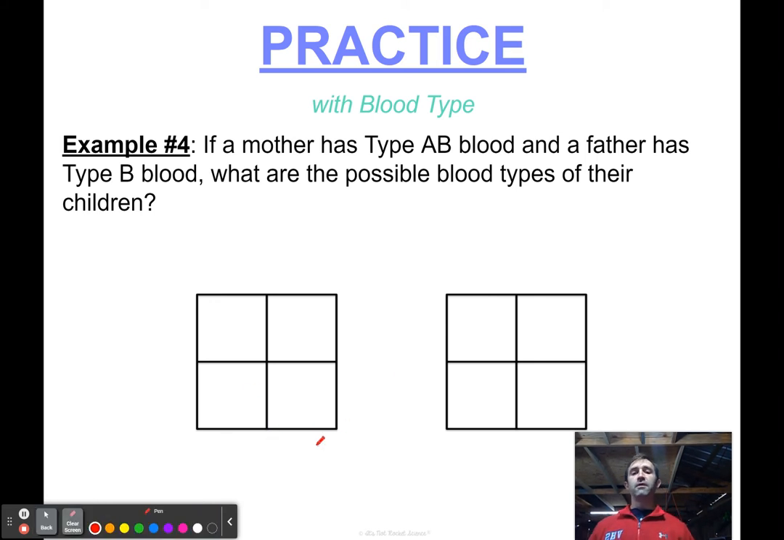All right. If a mother has type AB blood and a father has type B blood, what are the possible blood types of their offspring? This is why you have to do two Punnett squares. The mother is simple. She's type AB. Then it says the father has type B blood. Well, the father has two possibilities. We don't know, so we have to say that.